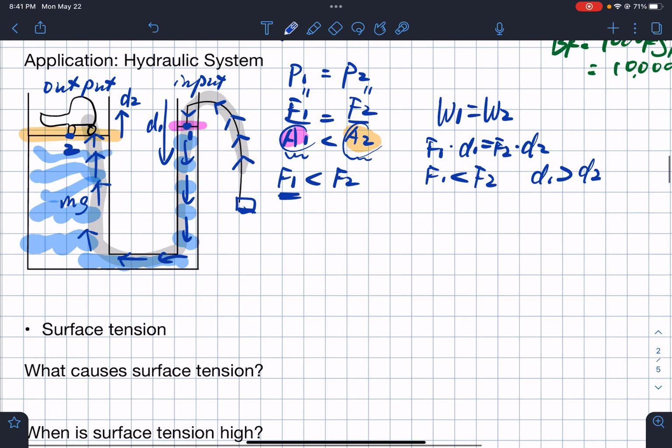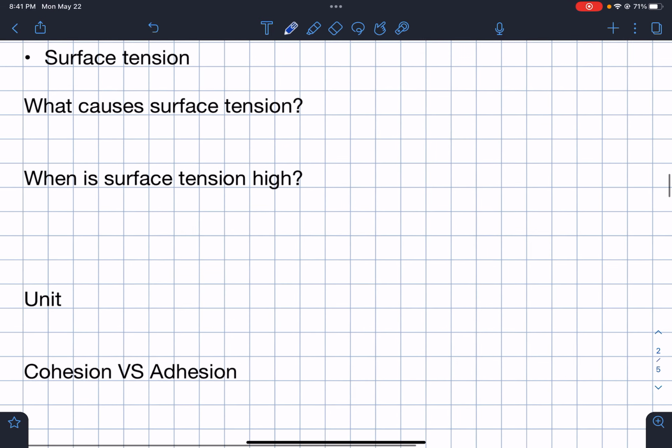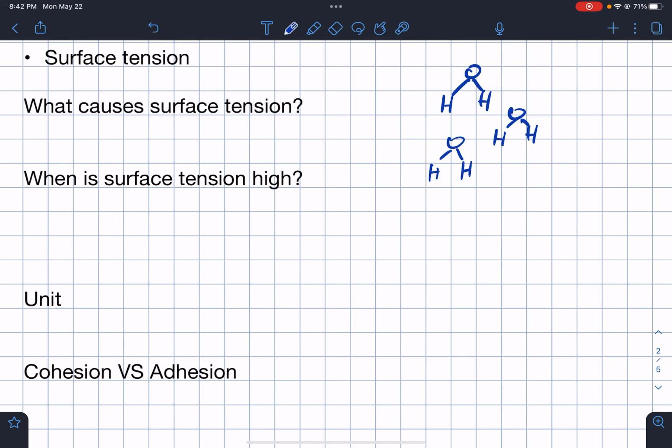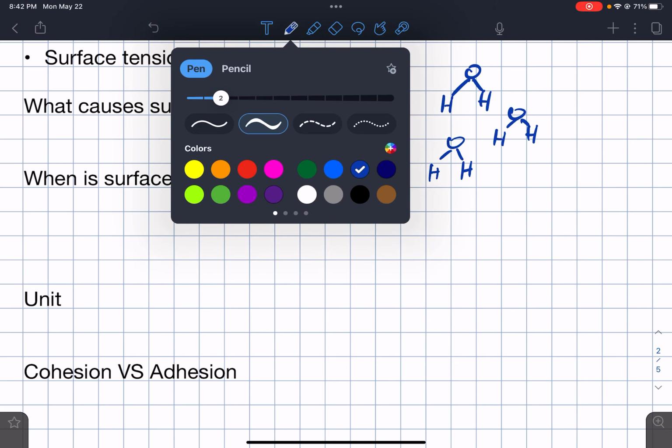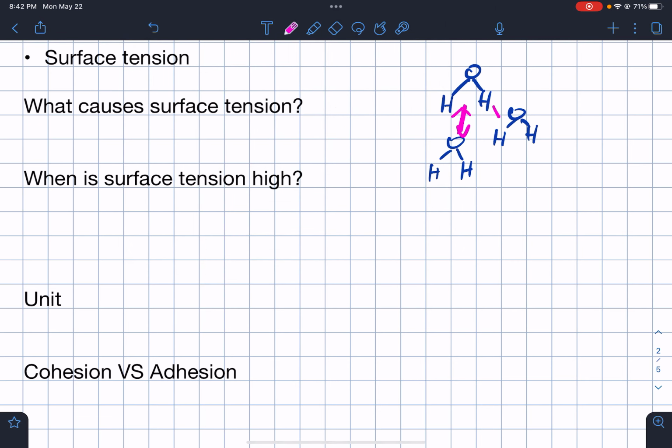All right, now let's talk about surface tension. What causes surface tension? To ask this question, let's ask another question: how does a liquid hold together? Let's say we have a lot of water molecules. They have to have some sort of intermolecular force between the water molecules so that the whole thing makes up a liquid, right?